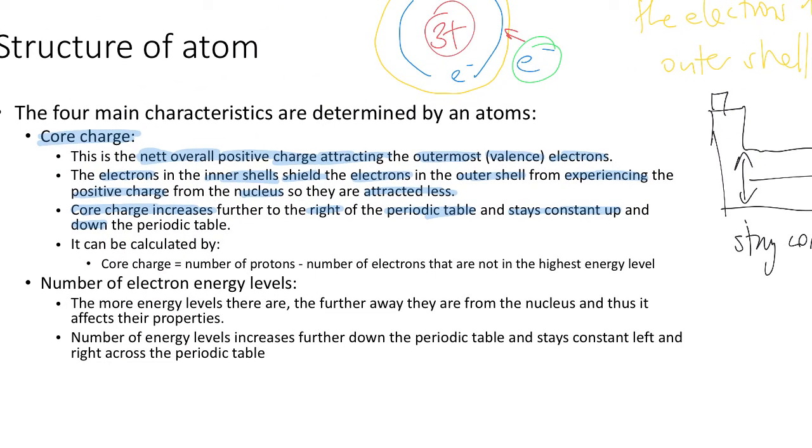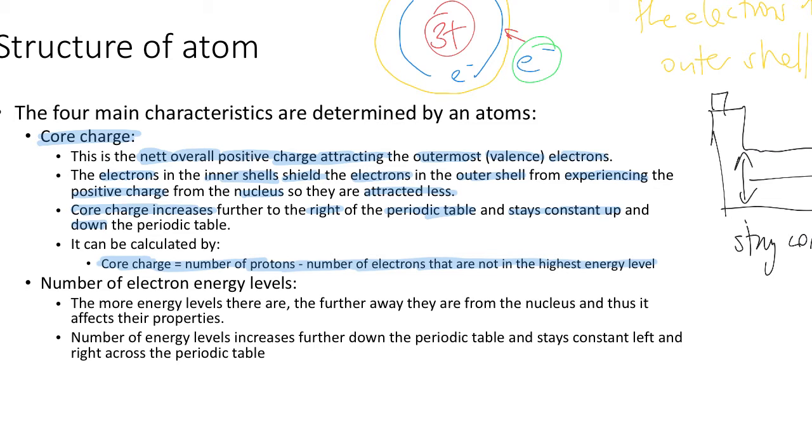Why is that? It's because the core charge is calculated like this. Core charge is the number of protons subtract the number of electrons that are not in the highest energy level, which means they're not in the outermost shell, right? So the core charge is the number of protons in the nucleus, subtract the number of electrons that are not in the highest energy level, right?